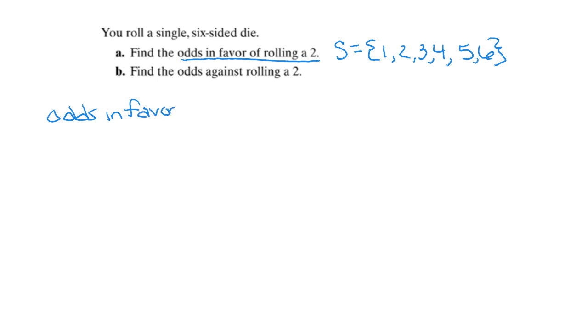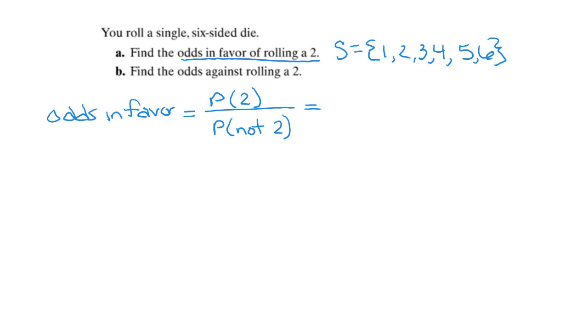So we're looking at the odds in favor of rolling a 2. In this case, the odds in favor would be the probability of the event rolling a 2 divided by the probability of not 2. This is directly from the formula on the previous slide. All right, so then we have to fill in what is the probability of 2?